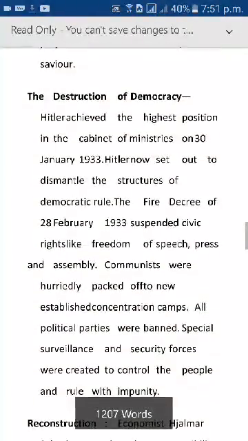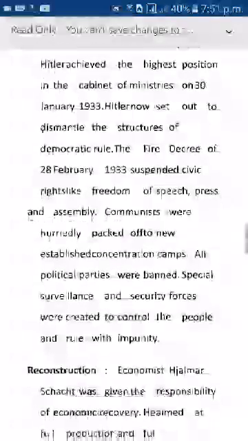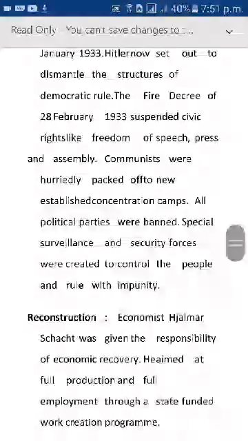Then what happened? The destruction of democracy. Hitler achieved the highest position in the cabinet of ministers on 30 January 1933. Hitler now set out to dismantle the structure of democratic rule. The Fire Decree of 28 February 1933 suspended civic rights like freedom of speech, press, and assembly. Communists were hurriedly packed off to established concentration camps. All political parties were banned. Special surveillance and security forces were created to control the people and rule with impunity.